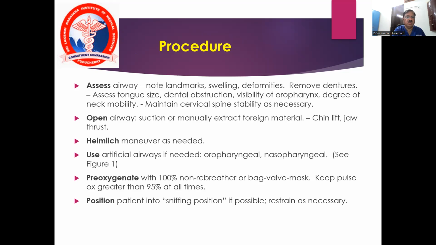Open the airway by chin lift and jaw thrust. If foreign body is suspected, Heimlich's maneuver can be used, or a visible foreign body in the mouth can be removed with Magill's forceps. With a large tongue and difficulty in maintaining the airway for proper oxygenation, chin lift and jaw thrust maneuver should be used, and if necessary, oropharyngeal or nasopharyngeal airway should be introduced.